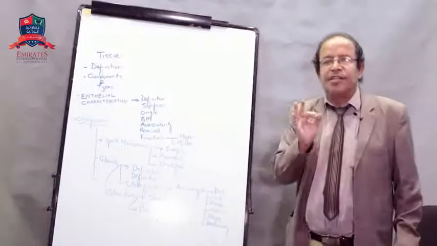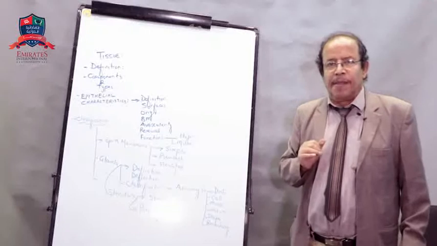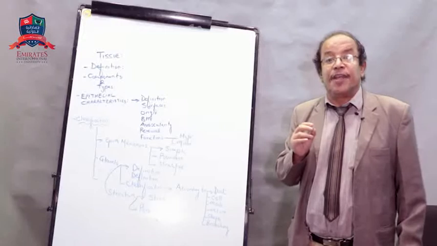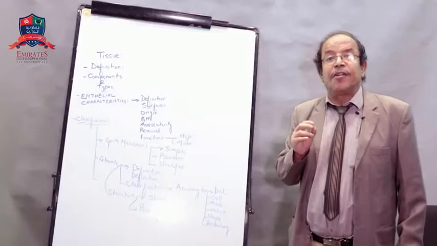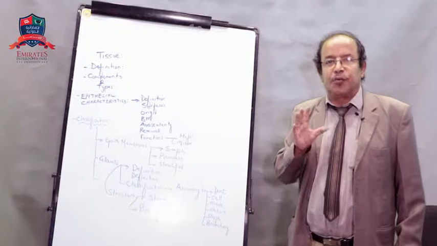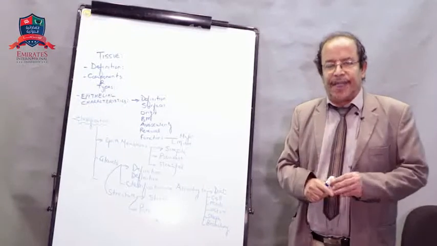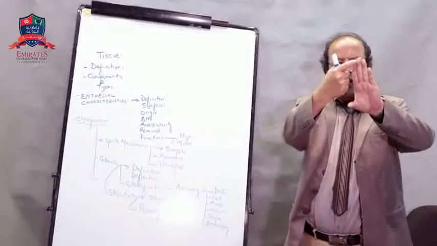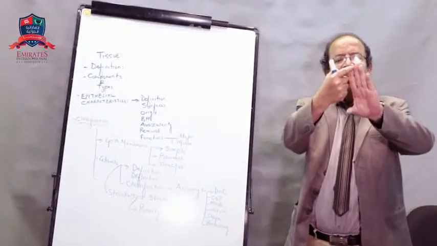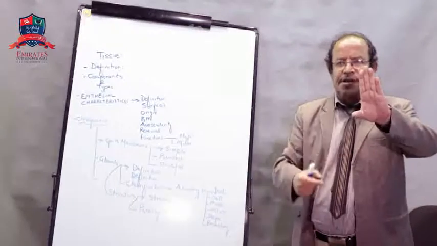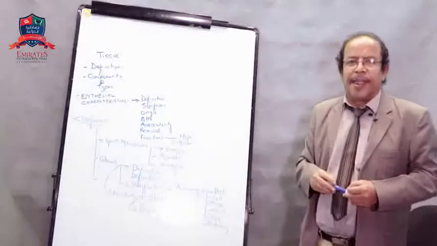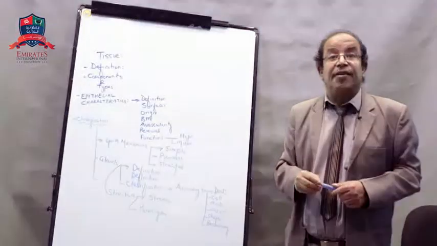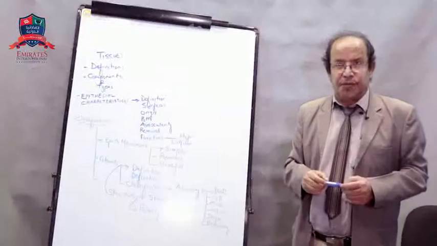What is the definition of epithelium? Epithelium are closely opposed cells with very little or no intercellular substances between them. In other words, the cells are very close together. You'll see that between the cells you have got very little intercellular substances. This is what we call the epithelium. And this definition distinguishes the epithelium from all the other 3 types of tissues.